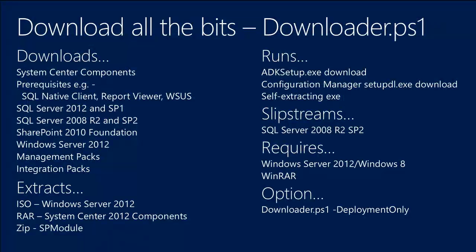There is one option on this script. It's a dash deployment only. If you use that, it will read your variable file and calculate just the things that you need for your deployment, not automatically do everything. So if you haven't got everything pre-downloaded and you don't have as much time or you don't have a great internet connection, you can run deployment only. The whole thing is restartable. So if something breaks halfway through, if your internet connection goes down, you just restart it. It won't re-download anything you've already got. It'll pick up where it left off.